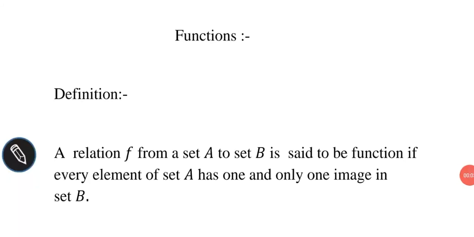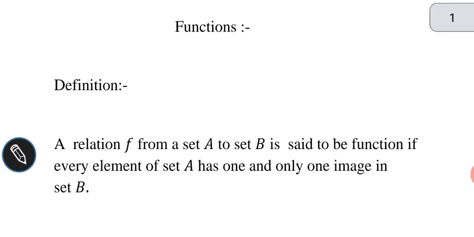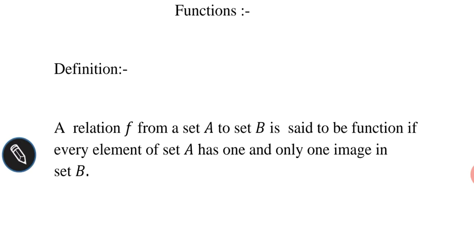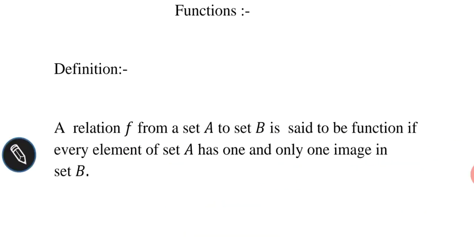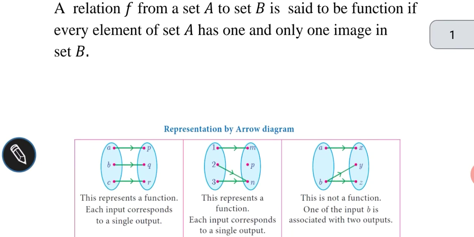Functions definition. A relation f from set A to set B is said to be a function if every element of set A has one and only one image in set B. Okay. A relation f from set A to set B is said to be a function if every element of A has one and only one image in set B. Okay, so this is the definition for function.